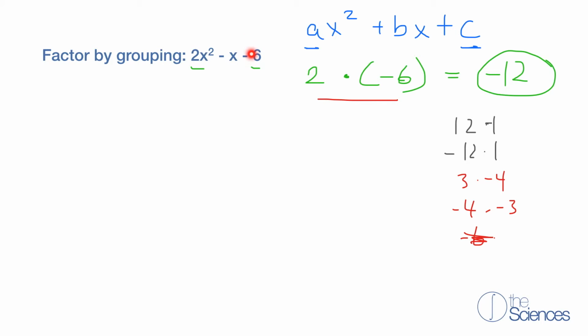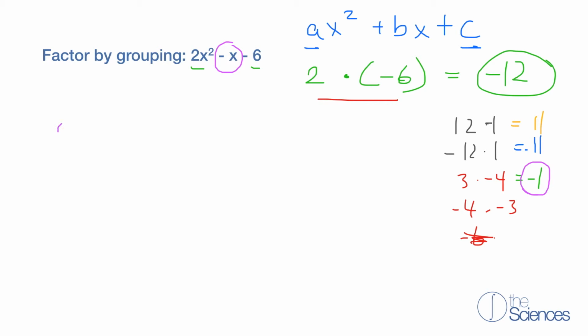So now what we want to do is add up these factors to try to get our middle term of negative 1. Here, 12 minus 1 is 11. Negative 12 plus 1 is negative 11. Here we have 3 minus 4, which is negative 1. So this matches our middle term. So now we want to express it using these factors.